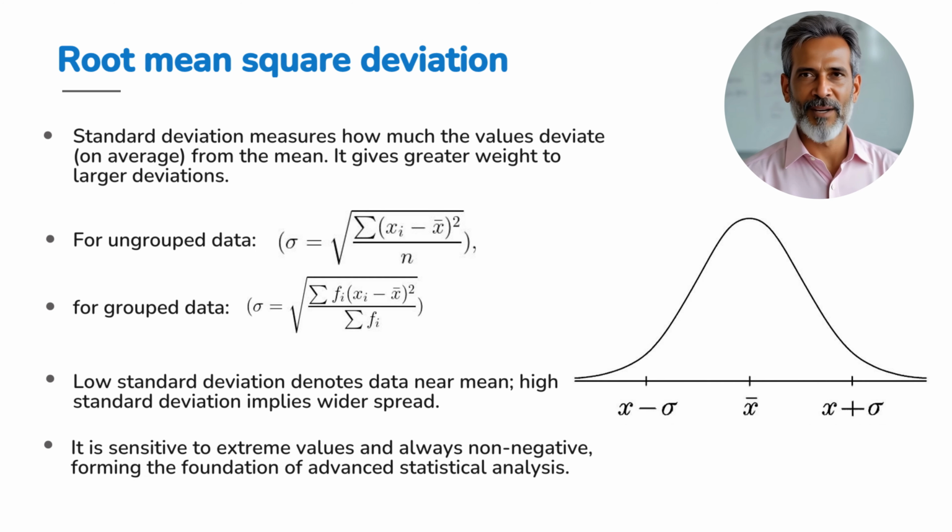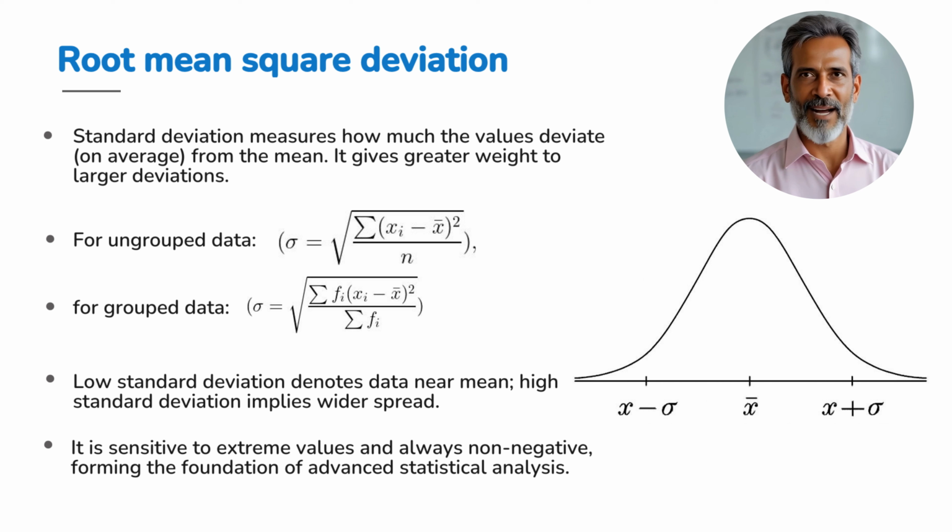The most reliable and widely used measure of dispersion is the standard deviation. Think of standard deviation as the root mean square deviation. It weighs larger deviations more heavily than smaller ones. For ungrouped data, the formula is sigma equals the square root of the sum of (x sub i minus x bar) squared, divided by n.